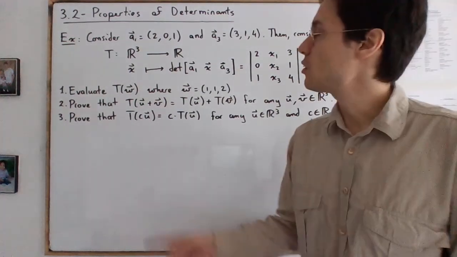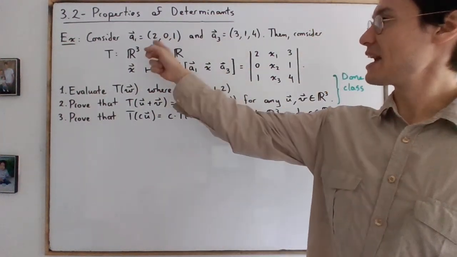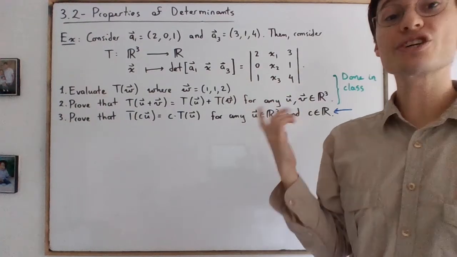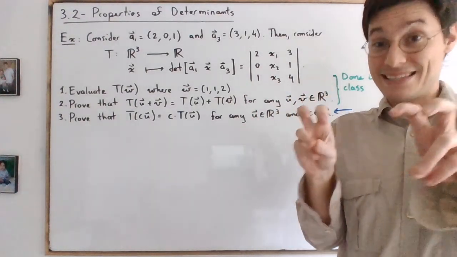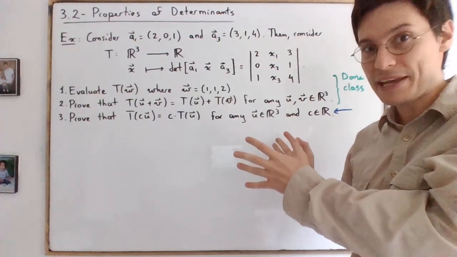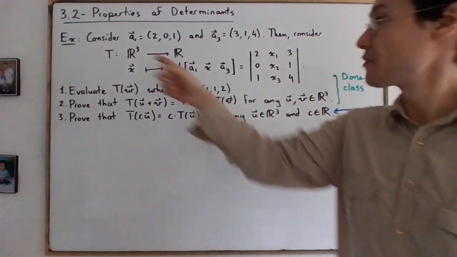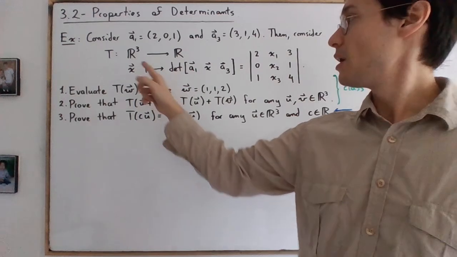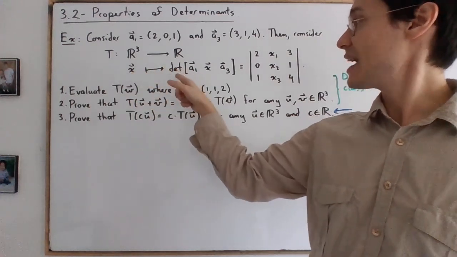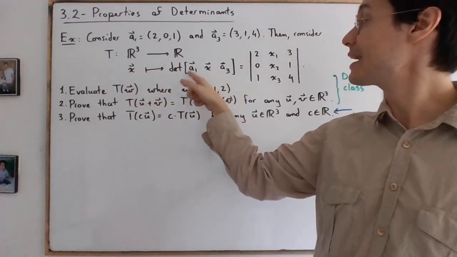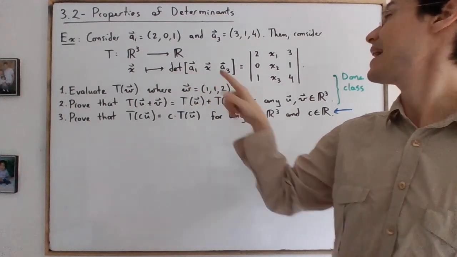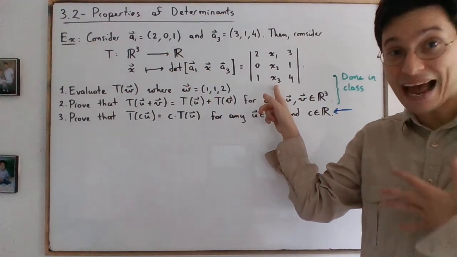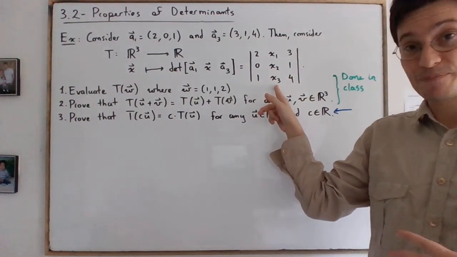So we have two vectors, a1 and a3, and we consider the transformation. We do not know yet that it's linear. That's basically what we're proving. It goes from R3 to R, and takes x and outputs the determinant of the matrix formed by a1, x, and a3. So in other words, exactly this matrix.